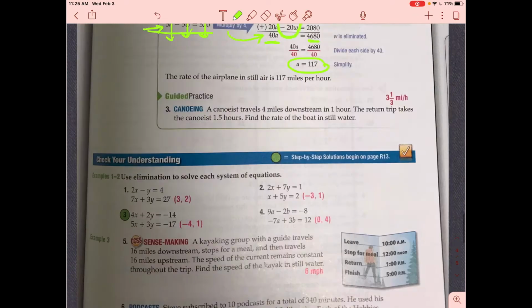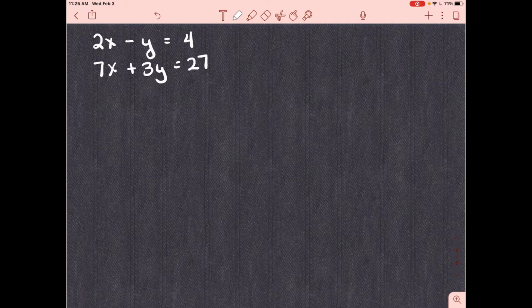Okay, let's work a couple of problems. 2x minus y equals 4, and 7x plus 3y equals 27. You write this down because I'm going to let you try it. We want to make these so that they will cancel. So you're going to choose something to multiply by and then add them together to finish solving. Pause the video, try it, see when you get stuck, and then you can jump back in.